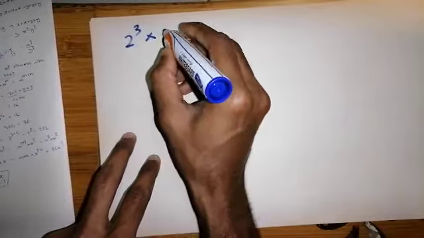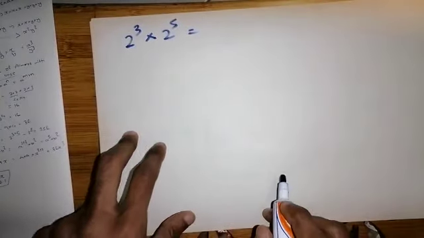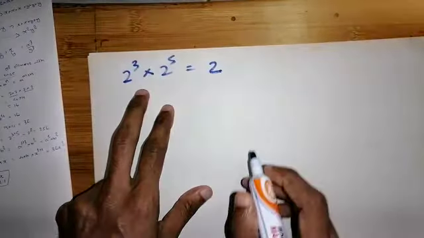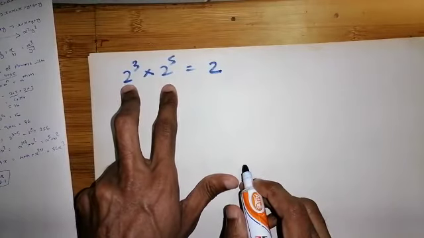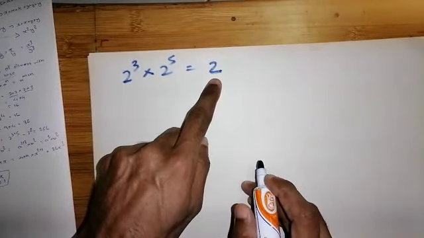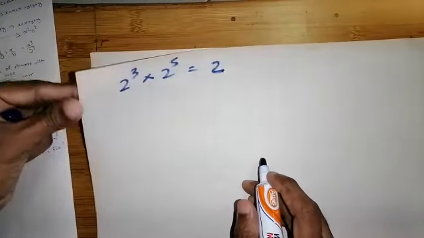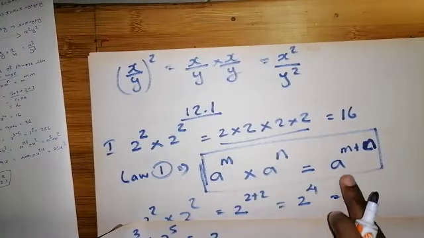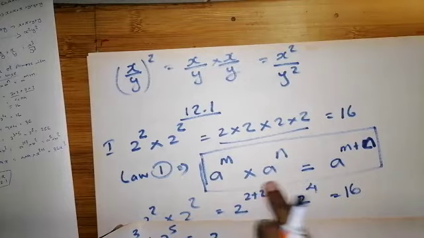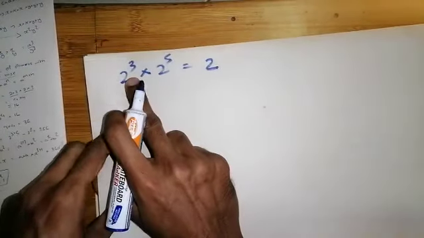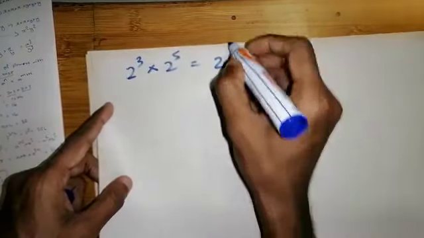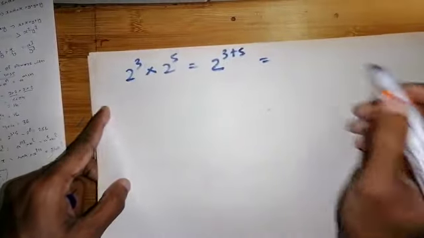We'll take another example: 2 to the power 3 into 2 to the power 5. With the same base multiplication in power form, we write a common base. Taking from these two bases, we write only one base, because that's our law. So a to the power m into a to the power n, we write only one common base. Then what about the index? It is always addition. So 3 plus 5. That is our law.